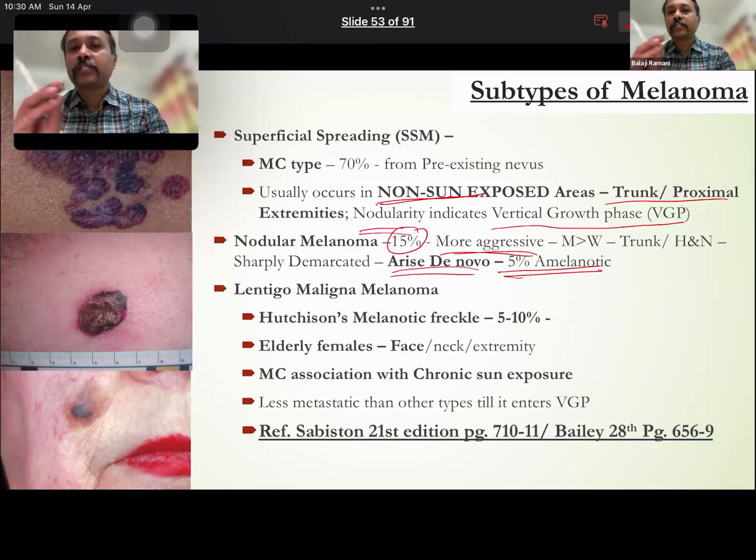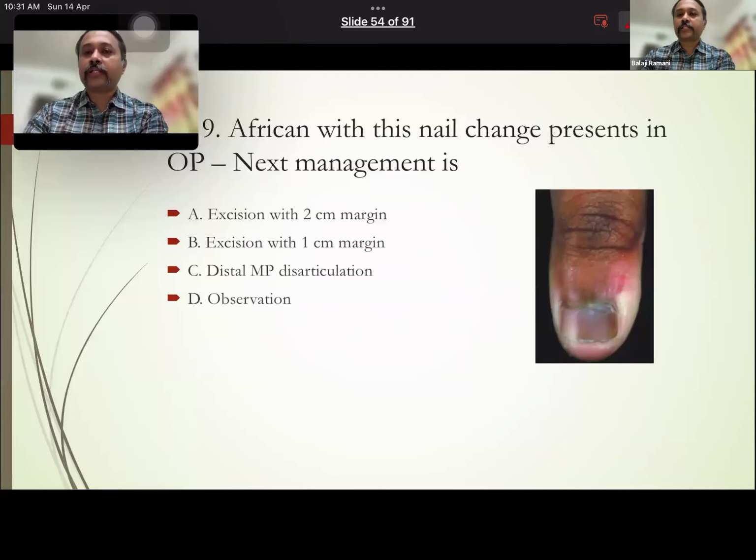Amelanotic basically means the color is lost; it is not considered to be a separate subtype. Any of the subtypes can be amelanotic. It can be superficial, it can be nodular, it can be lentigo. Any of these may present as an amelanotic type. And again, nodular is common in the trunk and in the head and neck areas, sharply demarcated. It is more aggressive. Lentigo maligna, as we just said, occurs in elderly females, with a common association with chronic sun exposure.